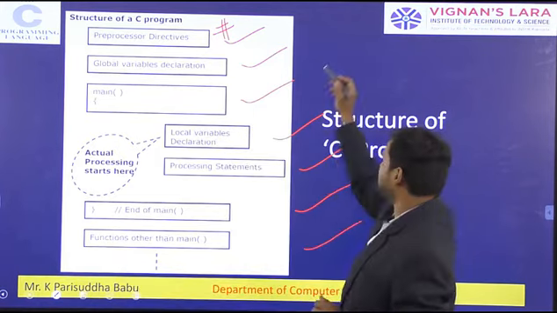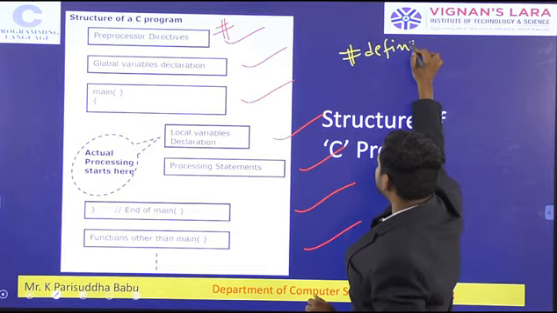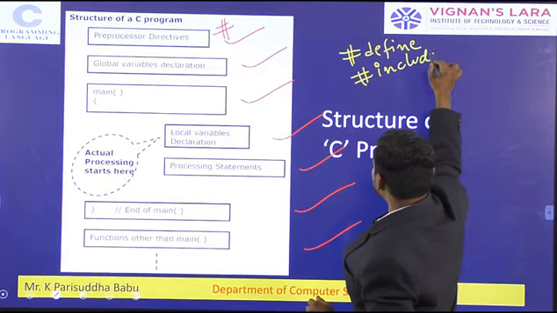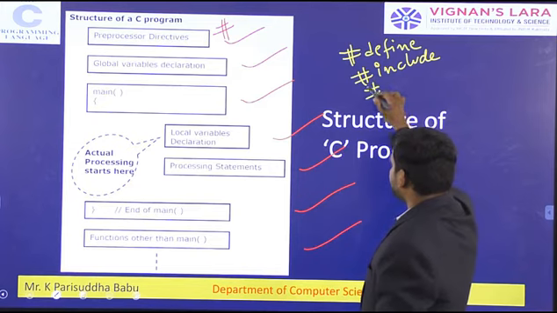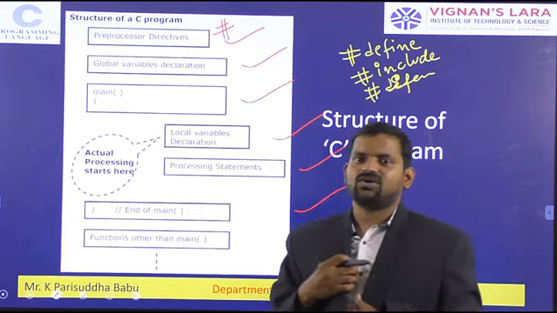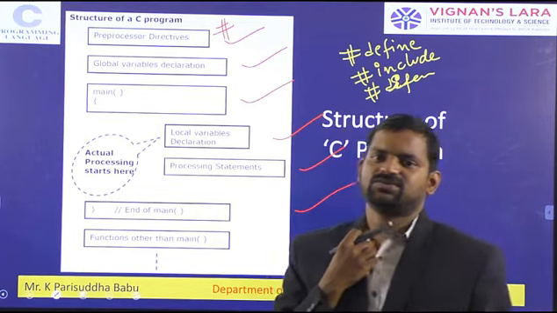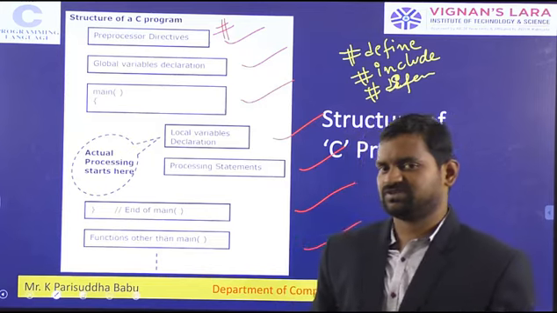What are those examples? Hash define is one preprocessor directive. Hash include is another preprocessor directive. These are all macros which are already defined, and they can be used for easy representation when writing programs.